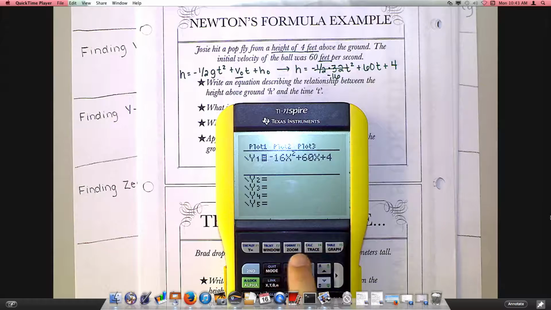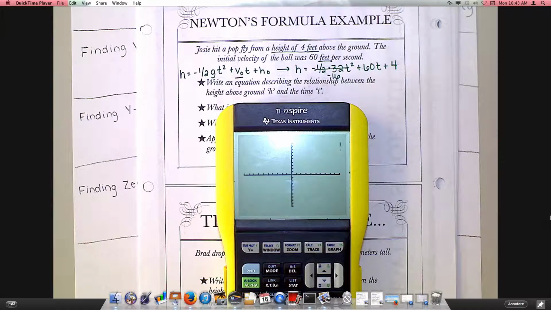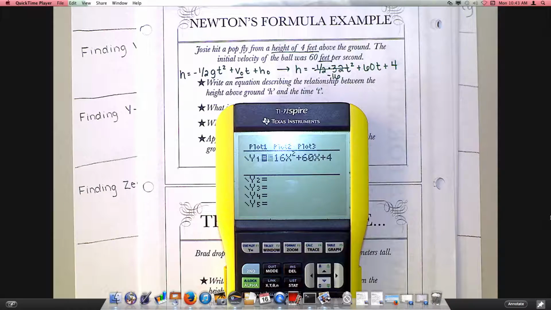So hit zoom and number 6. And that's going to take you back to a regular screen, and it's going to give you this. Check your equation again under y equals. Make sure you have the same thing I have, and then hit zoom and number 6. You might have already had it because probably people did the same problem first hour.